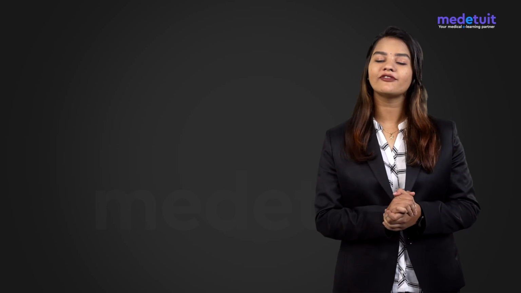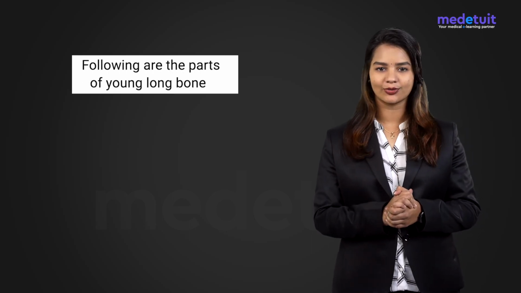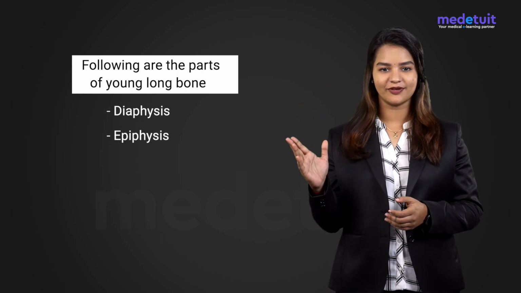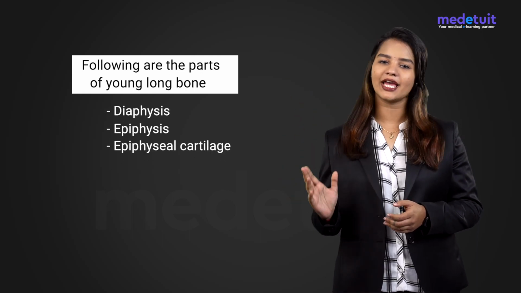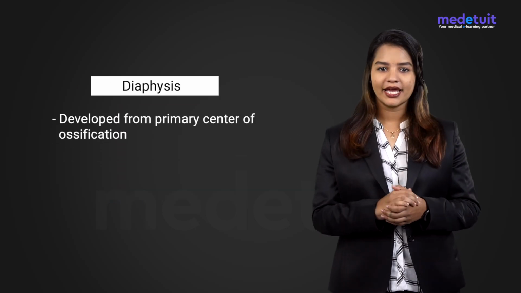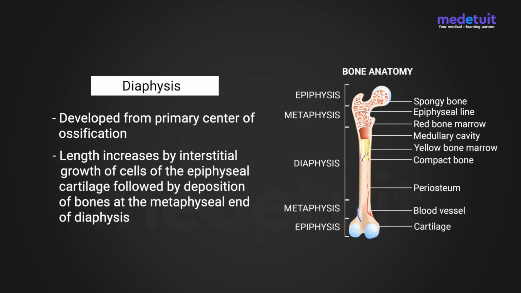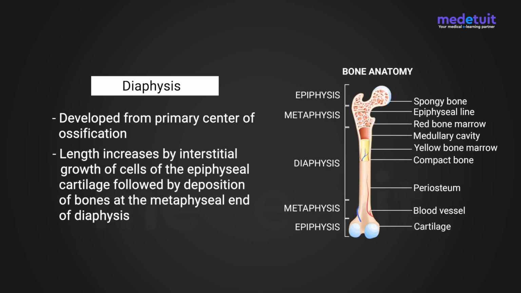Let's see the parts of young long bone. The following are the parts of the young long bone: diaphysis, epiphysis, epiphyseal cartilage and metaphysis. The diaphysis. It is developed from the primary center of ossification. The length of the diaphysis increases by interstitial growth of cells of the epiphyseal cartilage, followed by the deposition of bones at the metaphyseal ends of diaphysis.